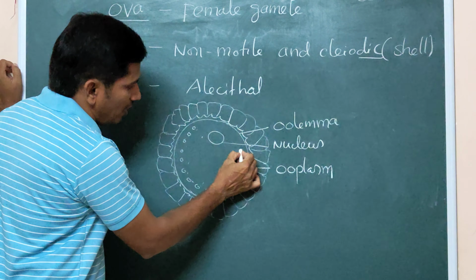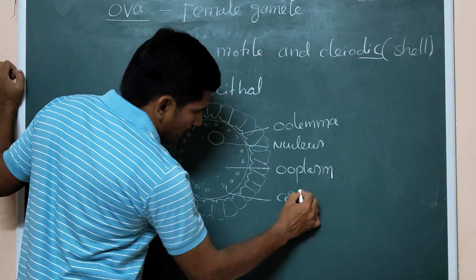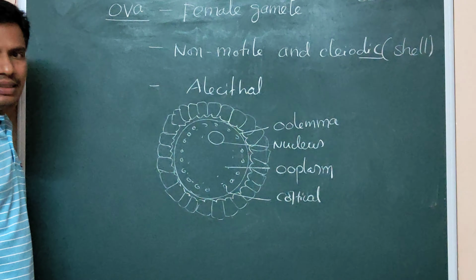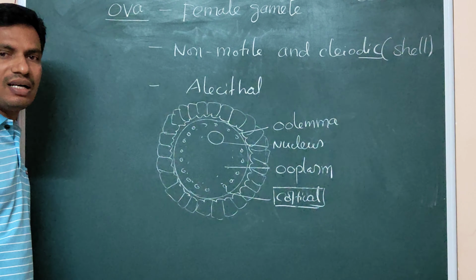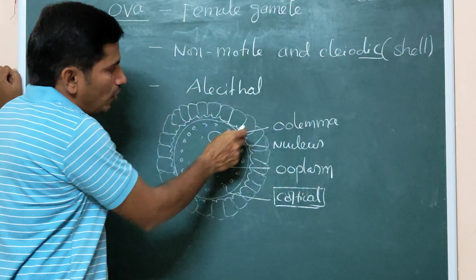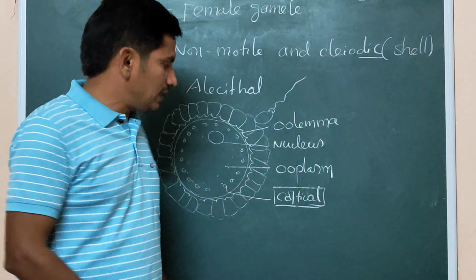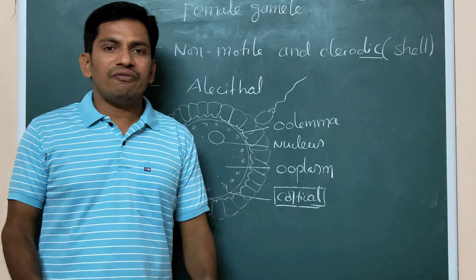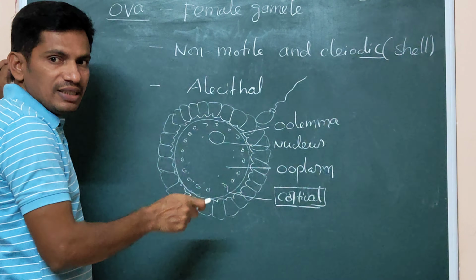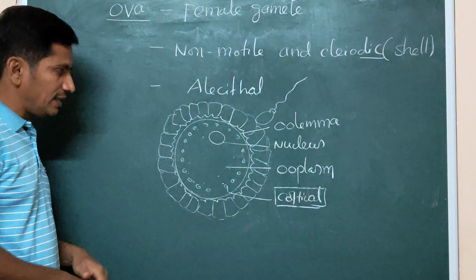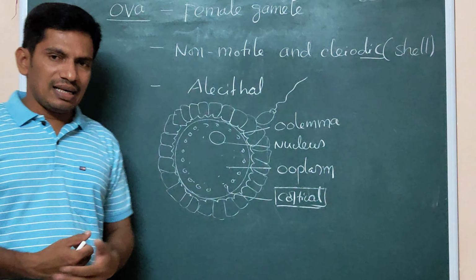we can find small vesicles, which we call cortical vesicles. These cortical vesicles are very essential during fertilization. They prevent polyspermy, meaning they allow only one sperm cell and not more than one. These cortical granules prevent polyspermy by forming a thick layer soon after the entry of one sperm, right? The ooplasm has a number of mitochondria, glycogen, ribosomes, etc.